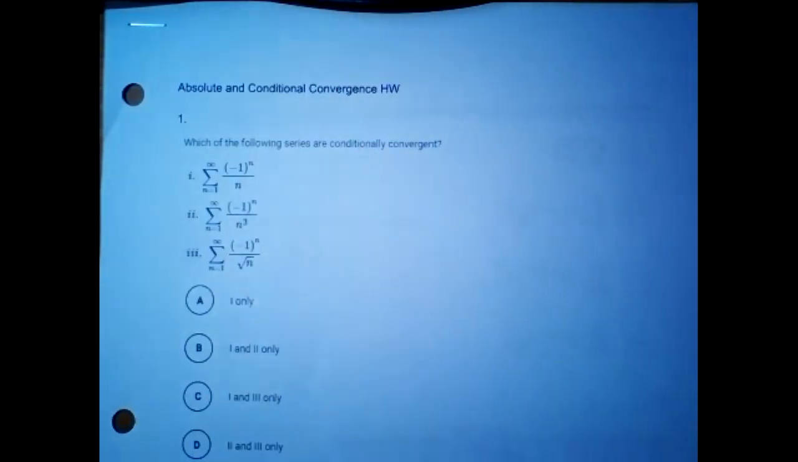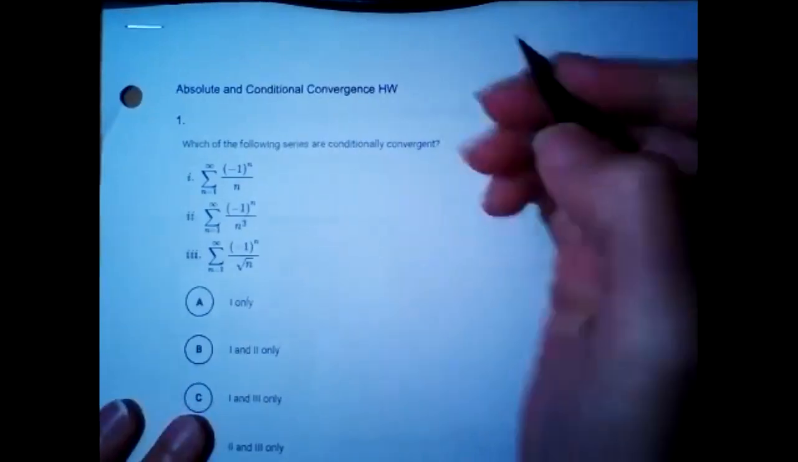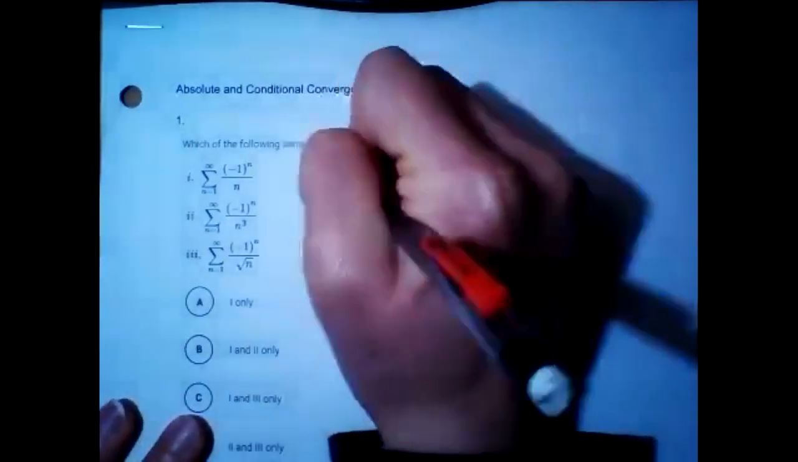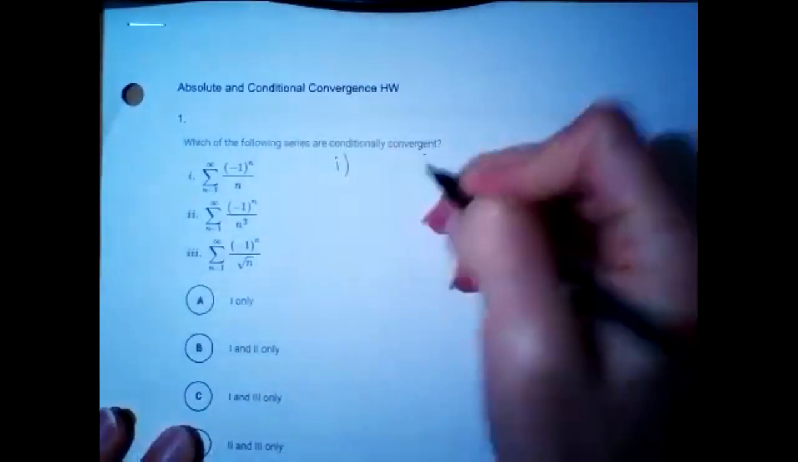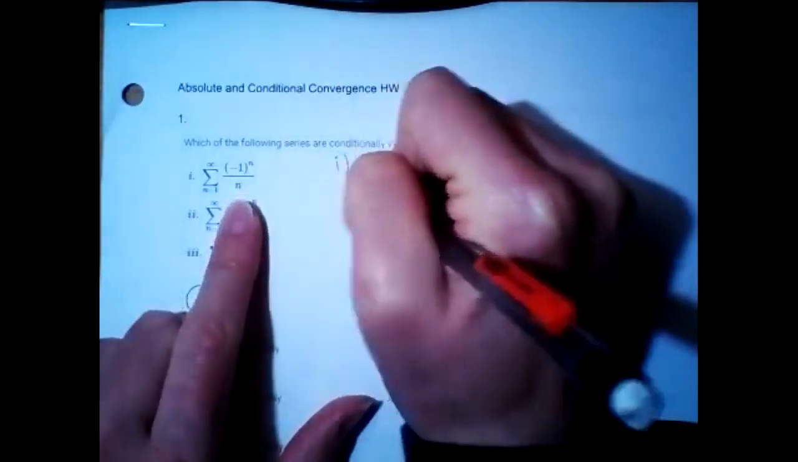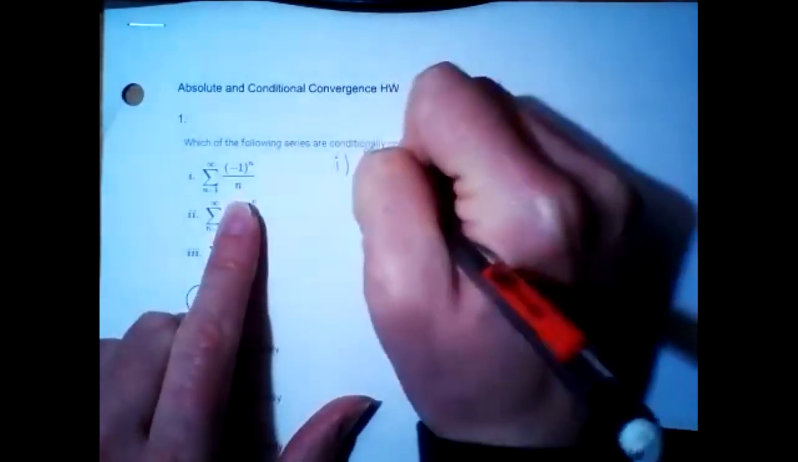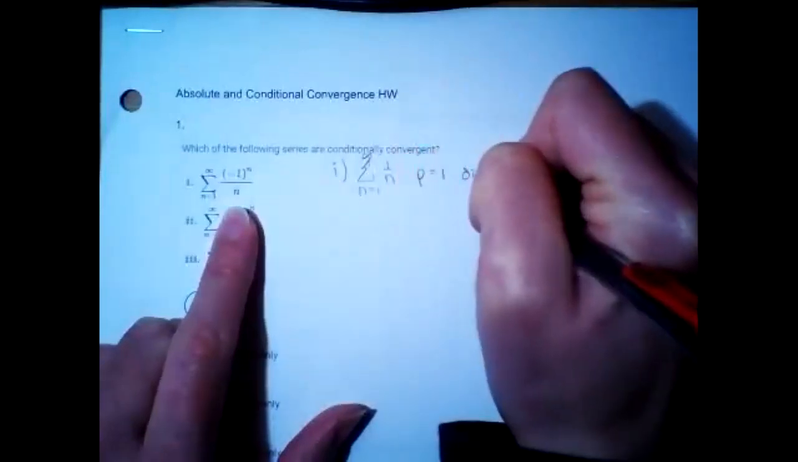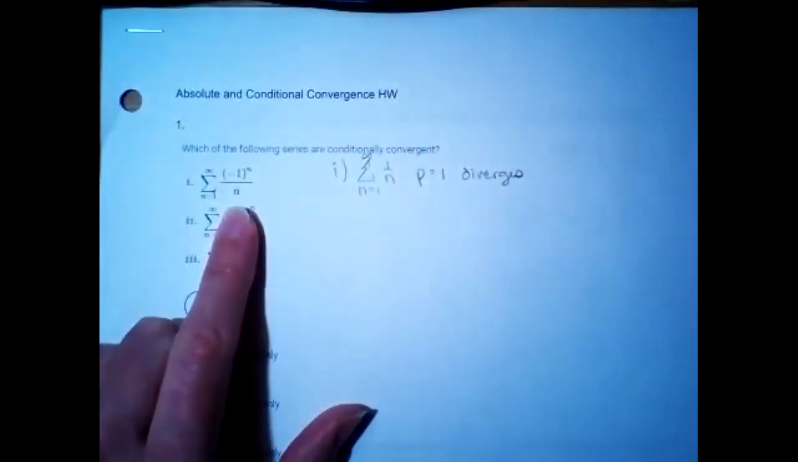So number one, which of the following are conditionally convergent? This is going to be a little bit of work here because you have to check all three of them. So let's look at letter I here. If we do the absolute value of this, that is going to just be 1 over n. And so that's the harmonic series, or a p series where p is 1, and so that diverges. So far, so good. The absolute value is going to diverge.